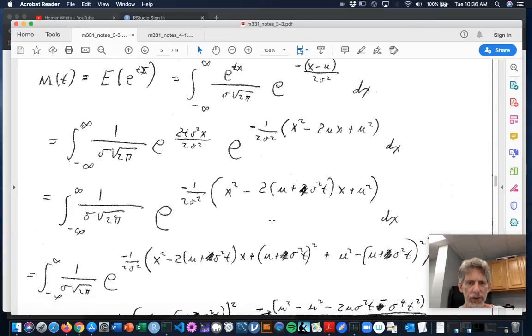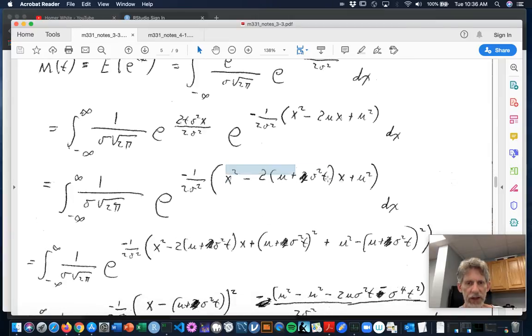Now, when you do that, you can actually put everything over this 2 sigma squared. And the reason is that if you look at this, you've got this minus 2 mu and then the x that you had here, but you've also got a minus sigma squared t x, times a 2, which is the same stuff that you had here. So we've just stuck that where it belongs over here so that you can factor out an x.